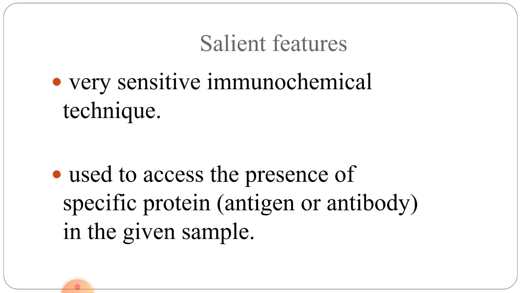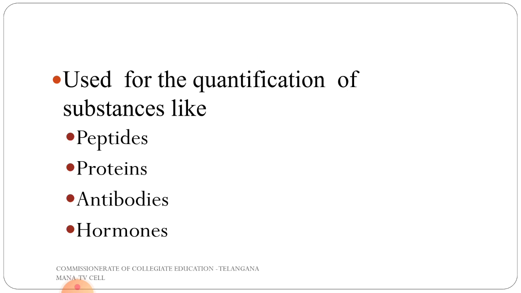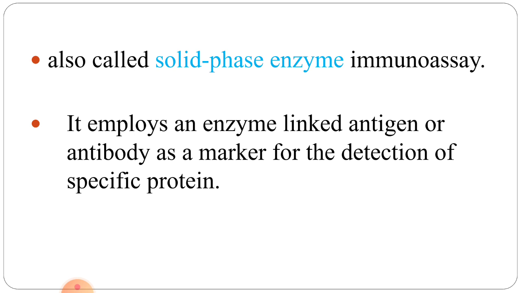Salient features of ELISA. ELISA is a very sensitive immunochemical technique. ELISA is used to assess the presence of a specific protein, which is in the form of antigen or antibody, in the given sample. ELISA is used for quantification of substances like peptides, proteins, antibodies and hormones also. It is also known as solid phase enzyme immunoassay. It employs an enzyme linked antigen or antibody as a marker for the detection of the specific protein.